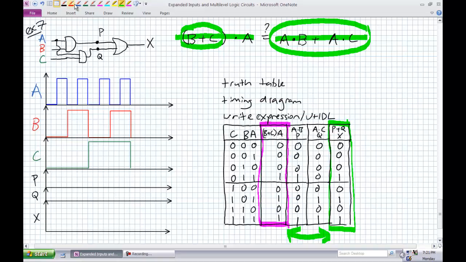Okay, now here's the problem: think about the implementation of this. One AND gate, two AND gates, one OR gate, for a total of three gates for this rendition. What's this one? It's one OR gate with B and C, and finally one AND gate. So two gates total, as opposed to three gates. I mean, think about this.